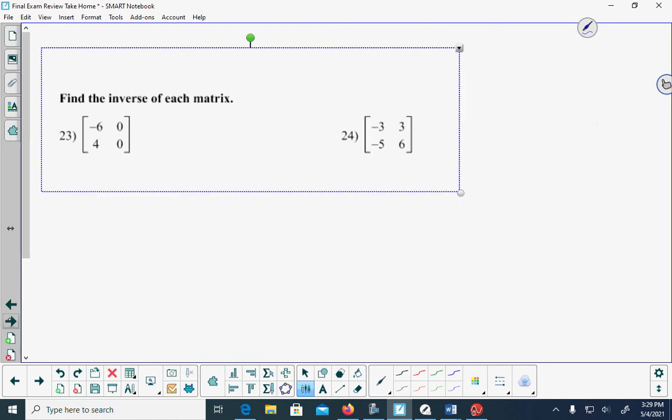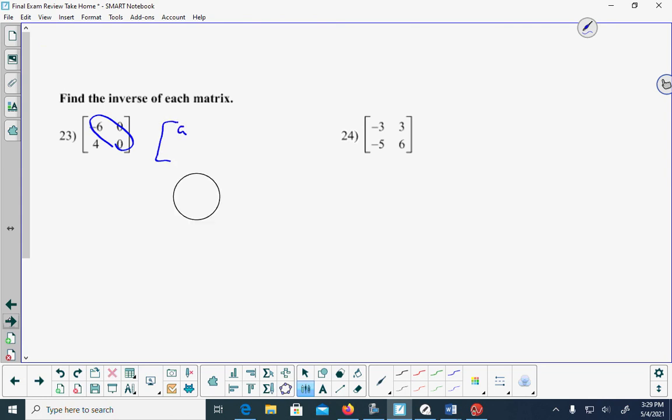Number 23 asks you to find the inverse. So find the inverse of a 2 by 2. I honestly think it's easier to just do by hand and not pick up your calculator. Remember to do the inverse, you're going to do the determinant. So you're going to do those loops. So you're going to take AD minus BC.